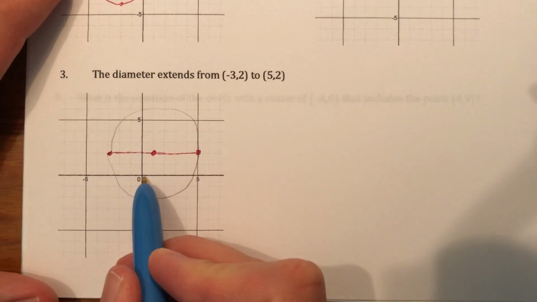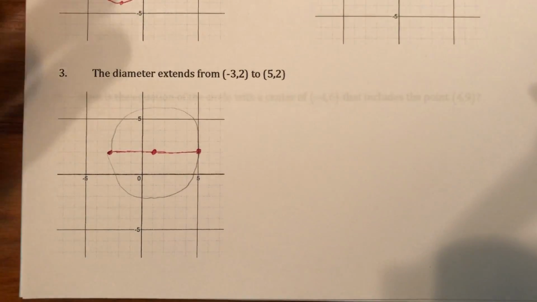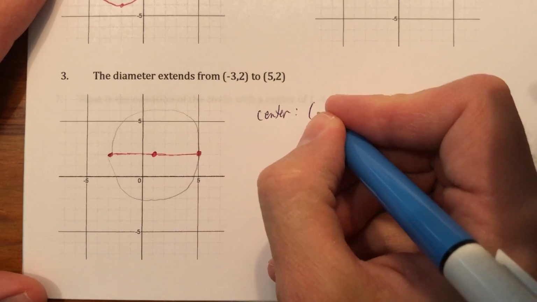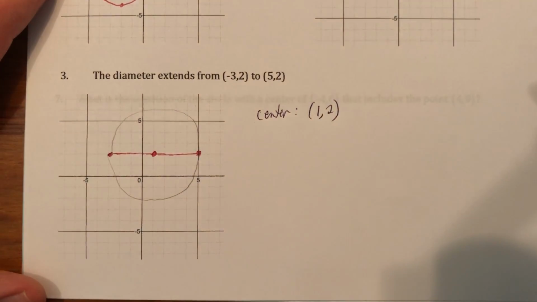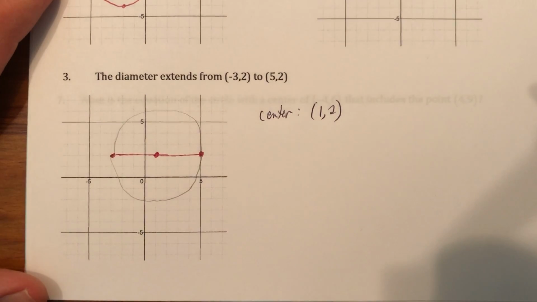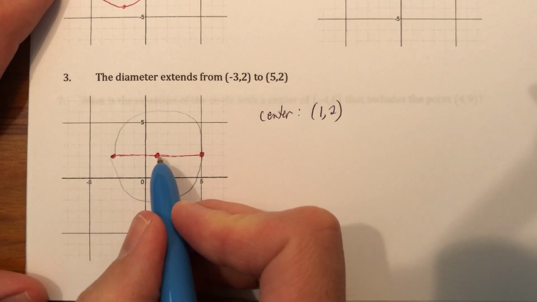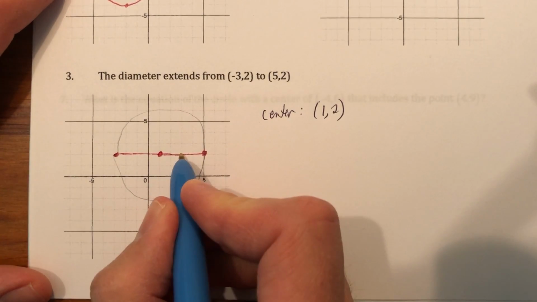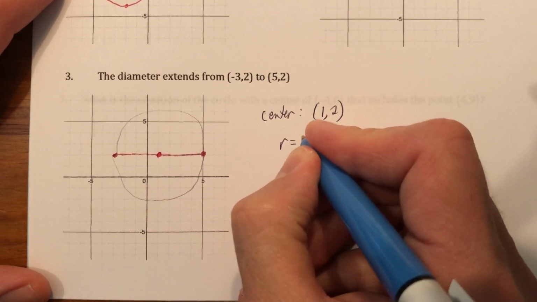Well, let's find it. That center is at 1, 2, so it might be helpful to write it down. So the center, they didn't tell us, but we found it. The center is at 1, 2. Well, how long is the radius? Now, let's not count up or down because I probably drew it crooked, clearly. But we can count this way because that's a pretty straight line. So 1, 2, 3, 4. So the radius is 4.